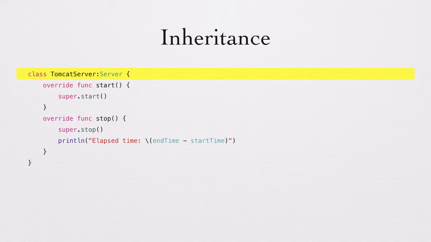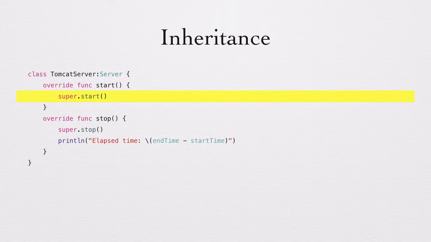We will now extend the functionality of this server class by creating a subclass called Tomcat Server. We indicate the subclassing by writing the name of the base class after the colon. In the Tomcat Server subclass, we write a function called start. As our superclass server has a method with the same name, you need to prefix the function definition with the override keyword.